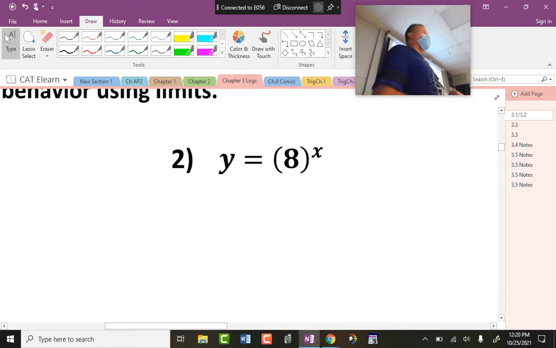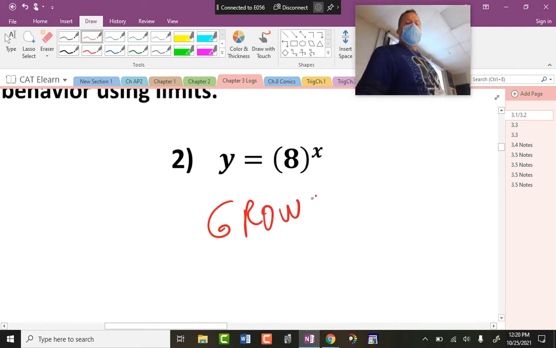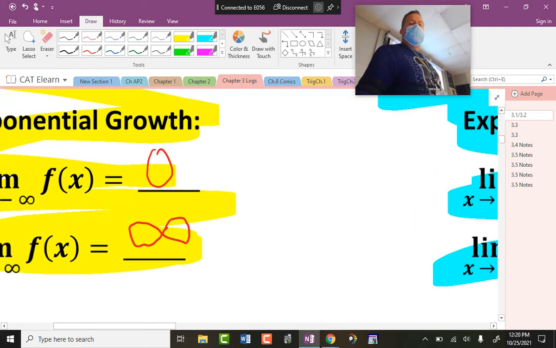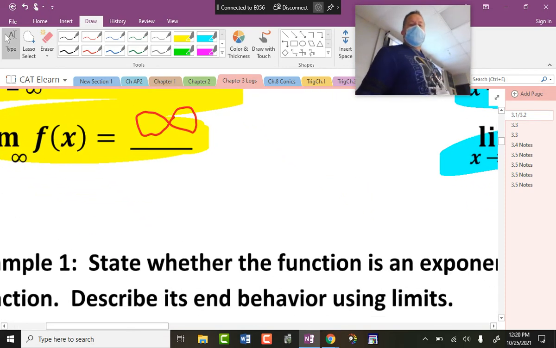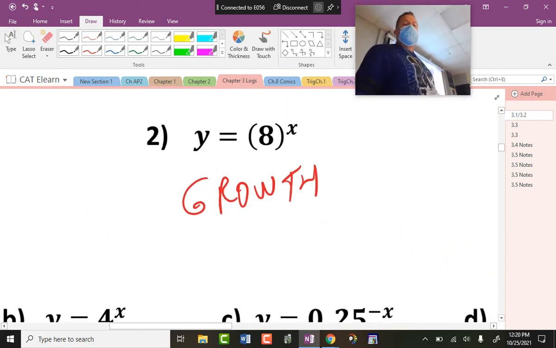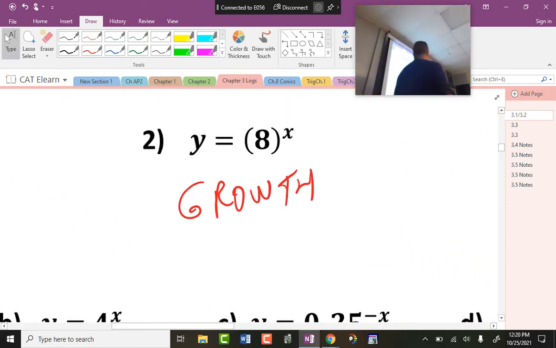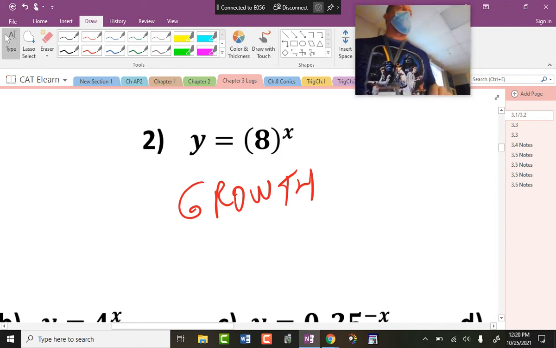Okay, number 2, growth or decay. 3, 2, 1, go. Growth. And then what would the limits be? It'd be the yellow limits. Thinking about this, though, this would really take off. I plug in 1 for x, I get 8. I plug in 2 for x, I get 64. 2 comma 64. That's an insane growth there.